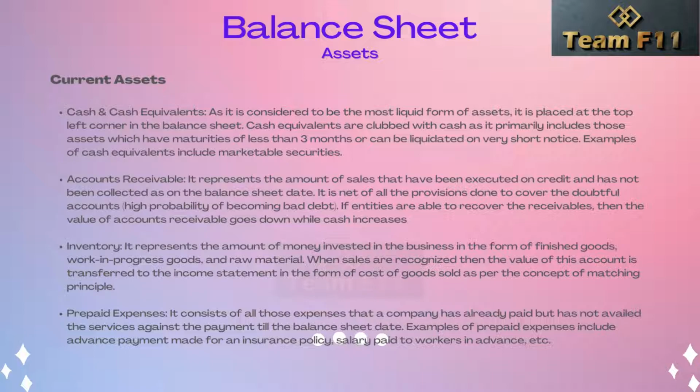Inventory, it represents the amount of money invested in the business in the form of finished goods, work-in-progress goods, and raw material. Prepaid expenses, it consists of all those expenses that a company has already paid but has not availed the services against the payment till the balance sheet date.